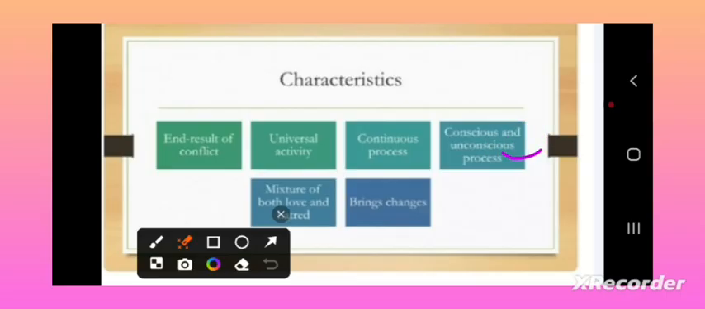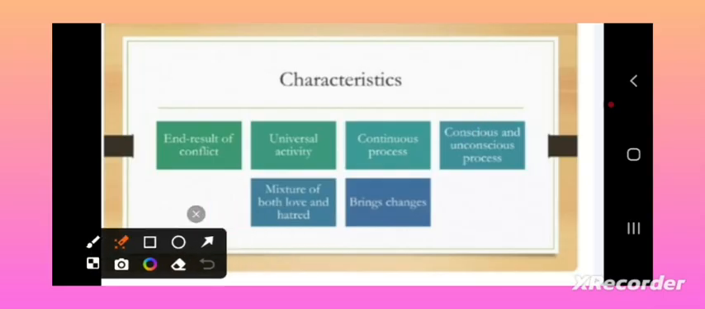Conscious and unconscious process. People may be fully conscious of a conflict, but underlying tension or incompatible goals can also drive conflict unconsciously. Mixture of both love and hatred. Conflicts are complex and can involve a mix of strong emotions even among people who have shared history or relationship. Brings changes. Conflict is a driver of social change as it often forces groups or individuals to adjust, innovate, or re-evaluate norms.